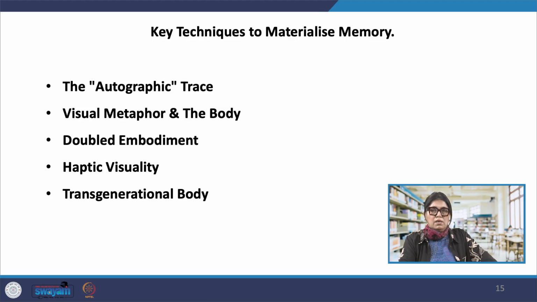Comics and graphic memoirs transform abstract memories into tangible, embodied art through several key techniques. The autographic trace: the creator's physical hand is visible in every line. This trace serves as a direct link between the author's body and the page, acting as a form of embodied drawing that testifies to their lived experience.